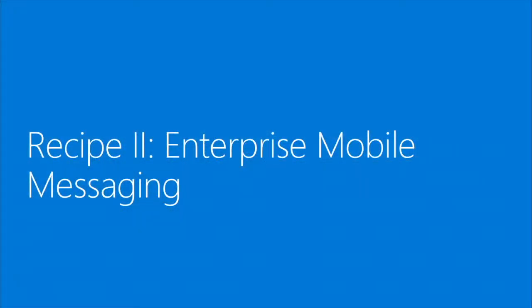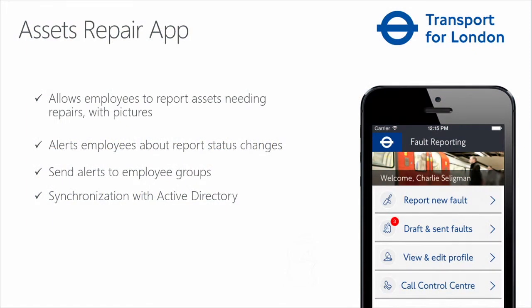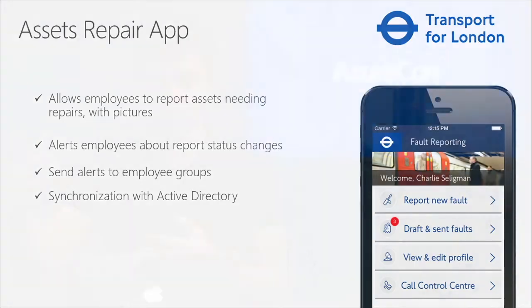Now, that was consumer apps. Enterprise mobile apps have been growing very fast and utilize push notifications as well. We'll start with a simple example. Here's the Transport for London app. Transport for London is a large enterprise that takes care of the London Tube along with other transportation means in London.